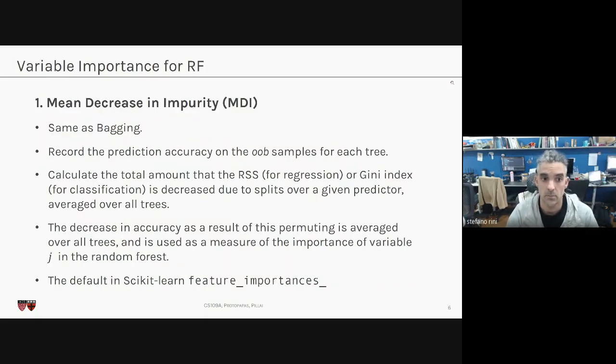Then we can still retain some variable importance. So we can see a mean decrease of impurity for each node, and so we can retrieve from this the importance of a certain set of features. And then you can also record the prediction accuracy for the out-of-bag samples for each tree. And then you calculate the total amount of RSS, of Gini index, which results from the splitting of a certain variable.